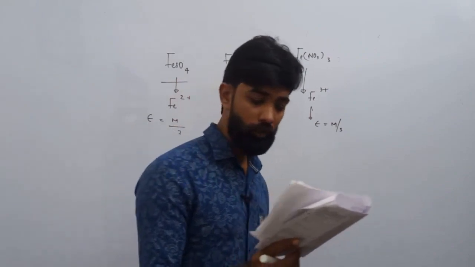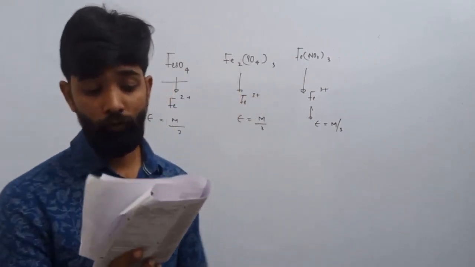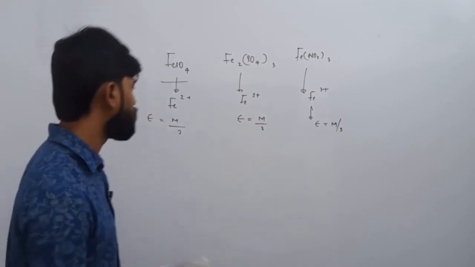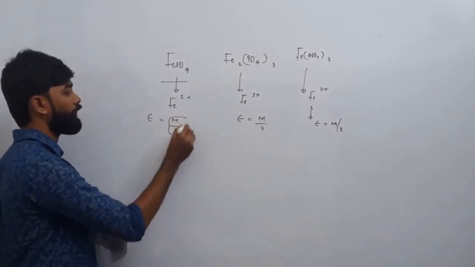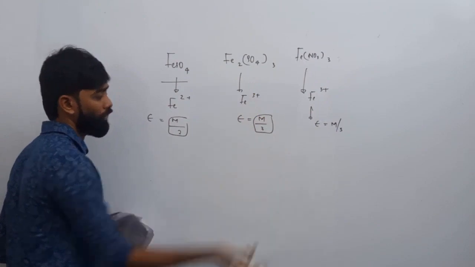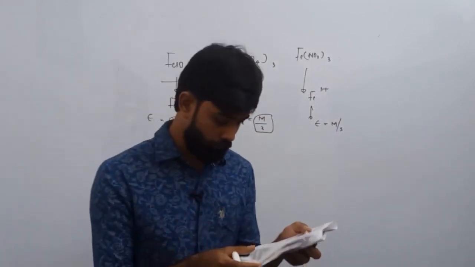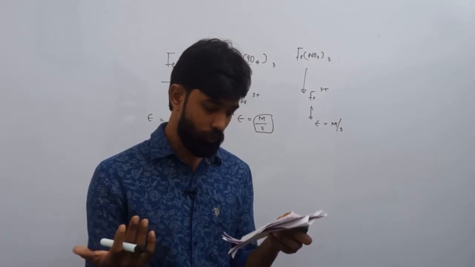Okay, what about the question? Choice number 1: amount of iron deposited in FeSO4 and Fe2(SO4)3 will be equal. Never. Since the equivalent masses are different, the deposition will be at a different rate. So I think the choice will be 1. Okay, let me discuss the next also.